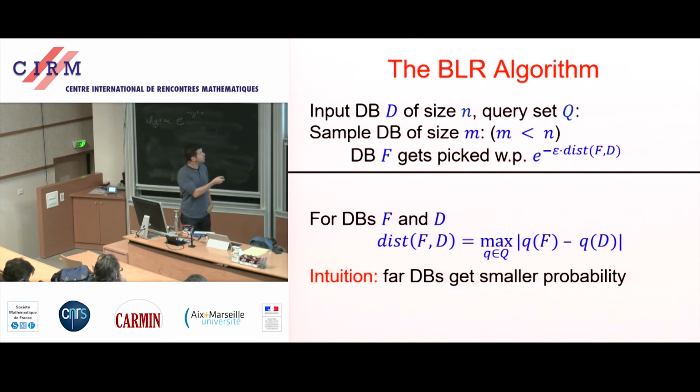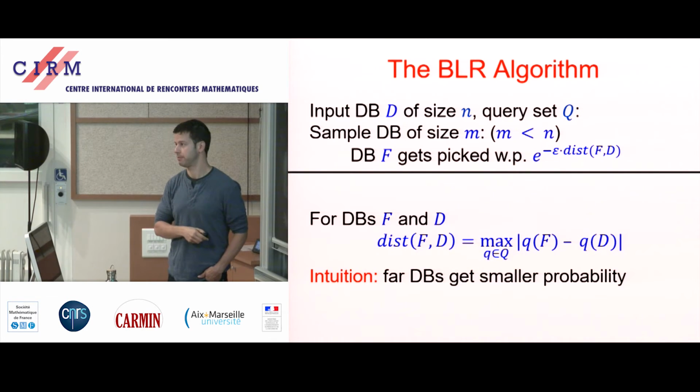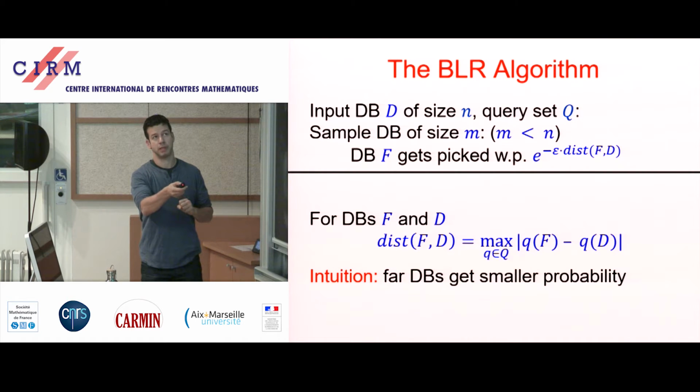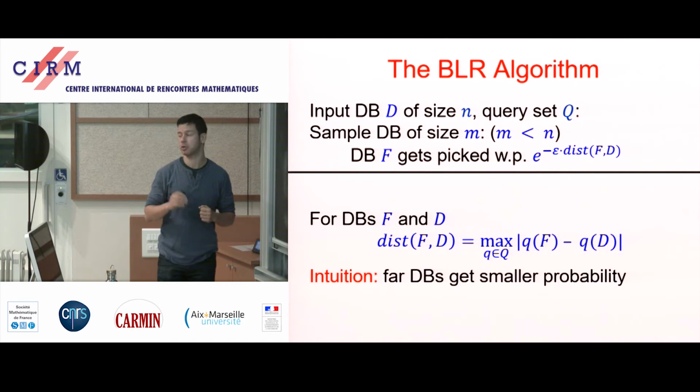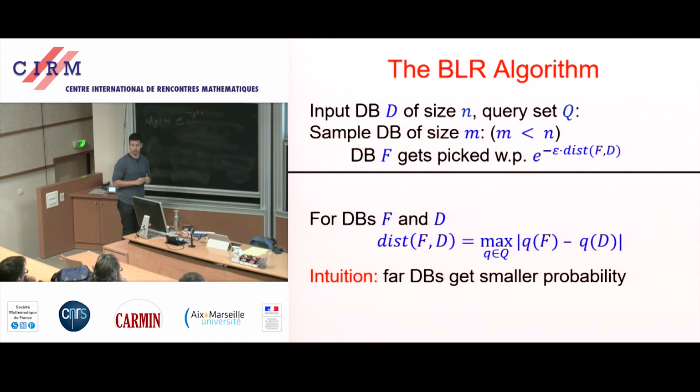For every possible database f of size m, we're going to pick it with probability e to the minus epsilon times the distance of f from d. So we're enumerating over all the databases of size m, an exponential number of databases. For each of them, we assign a certain probability that depends on its distance, and then we sample from this distribution and output our sample. So a very simple algorithm. The distance between the database f and d is just the maximal distance over all the queries of the query answer on f and on d.